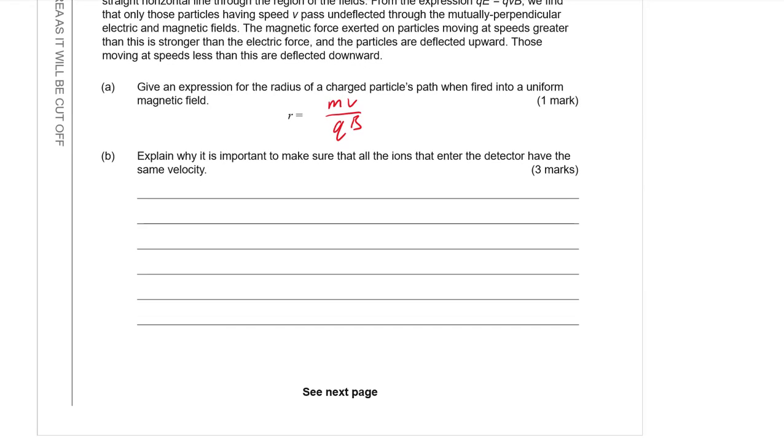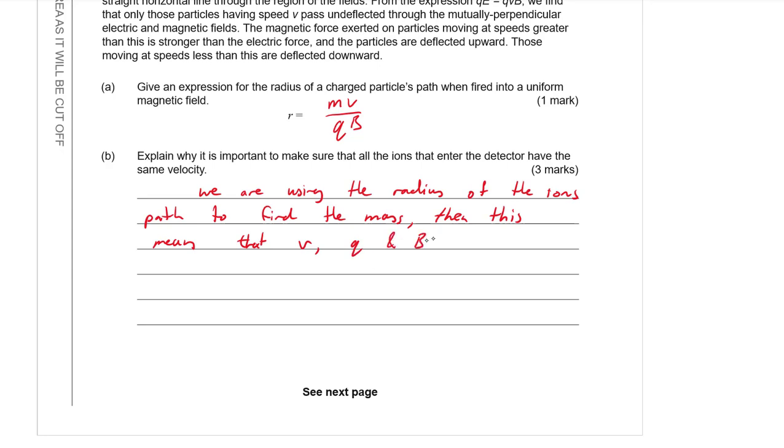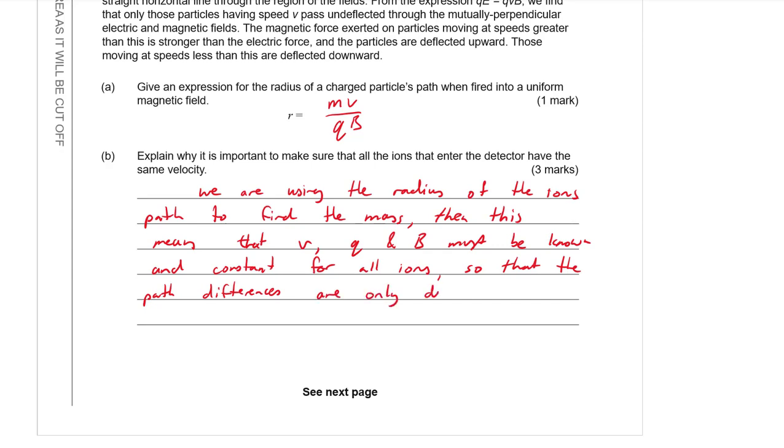The next part is: explain why it's important to make sure that all the ions that enter a detector have the same velocity. Since we're using the radius of the ion's path to find the mass of that ion, if we look at the equation at the top, v, q, and the magnetic field must be known, and they're kept constant for all the ions that pass through. That way the path differences that you see are only due to the differences in the mass of the ions, rather than differences in, say, the velocity.